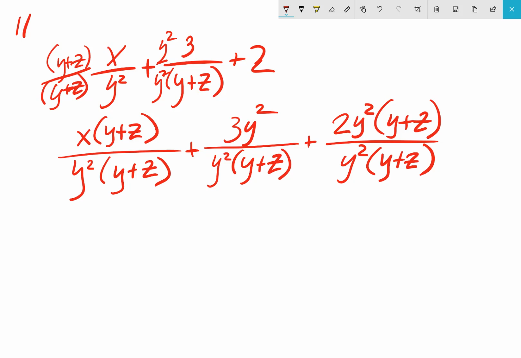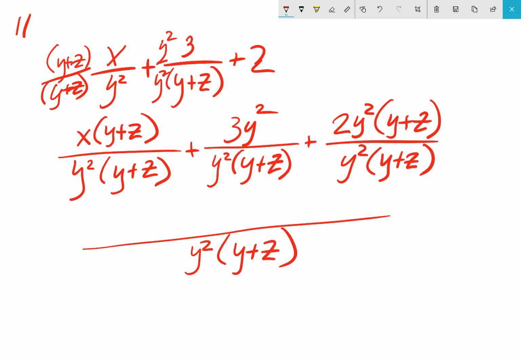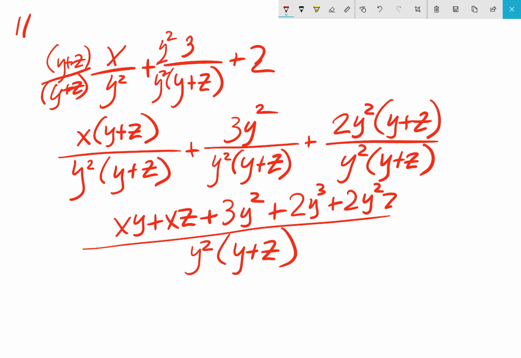All right. Now, to make sure that there are no like terms, you're going to have to go ahead and do the distributive property for each one of these. So it's all going to be over y squared times y plus z. The first numerator is going to be xy plus xz. Then you're adding 3y squared, and then you're adding, you have to distribute the 2y squared, so 2y cubed plus 2y squared z.